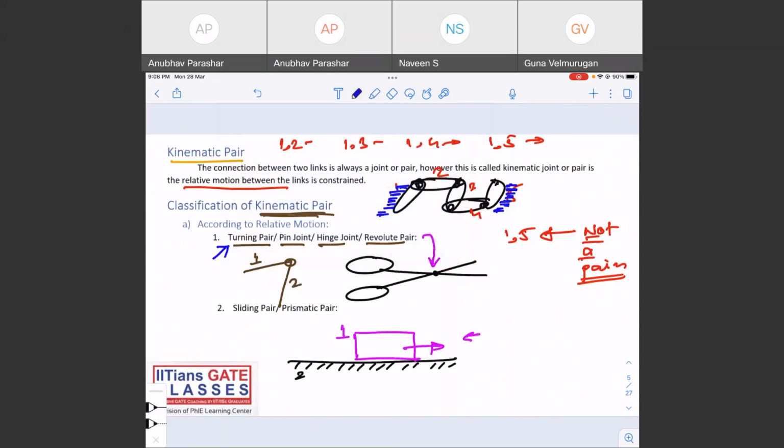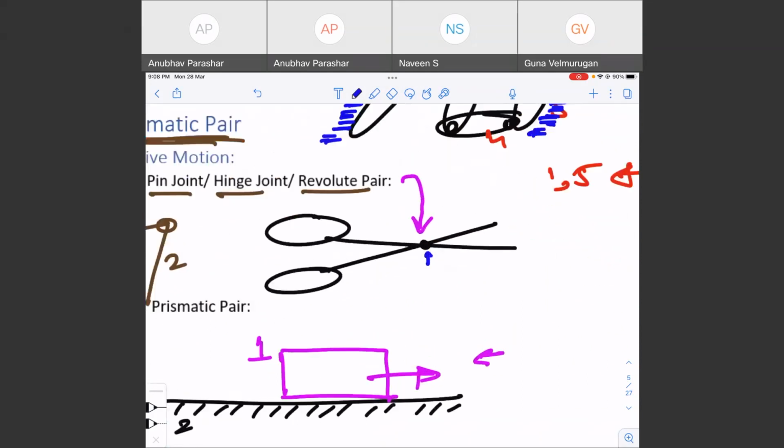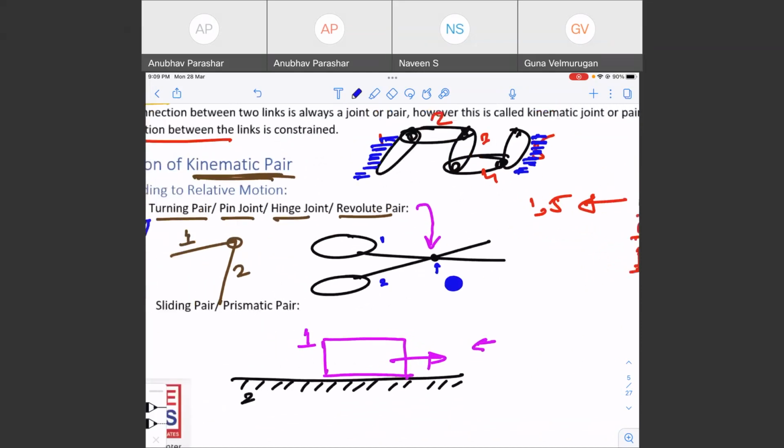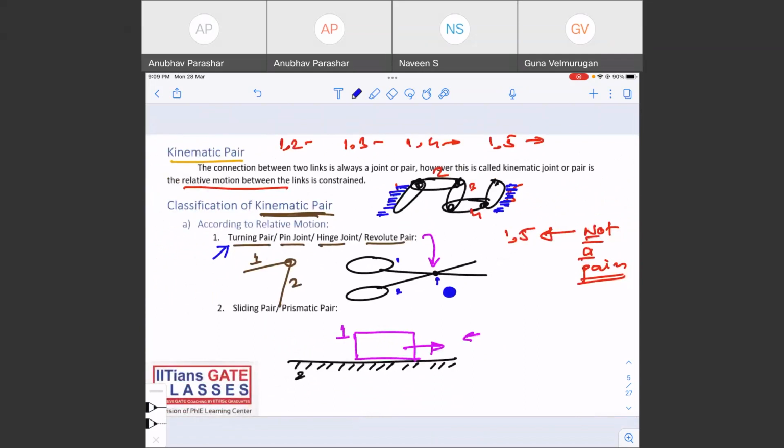It will have surface contact. Okay, it's not a point contact, it is a surface contact, right? Because you see the joint will not be very small. This is a small diagram I had made. If you see the joint, there will be good overlap. The surfaces of the two links, link 1 and link 2, will meet each other. So this is basically an example of a lower pair, right?